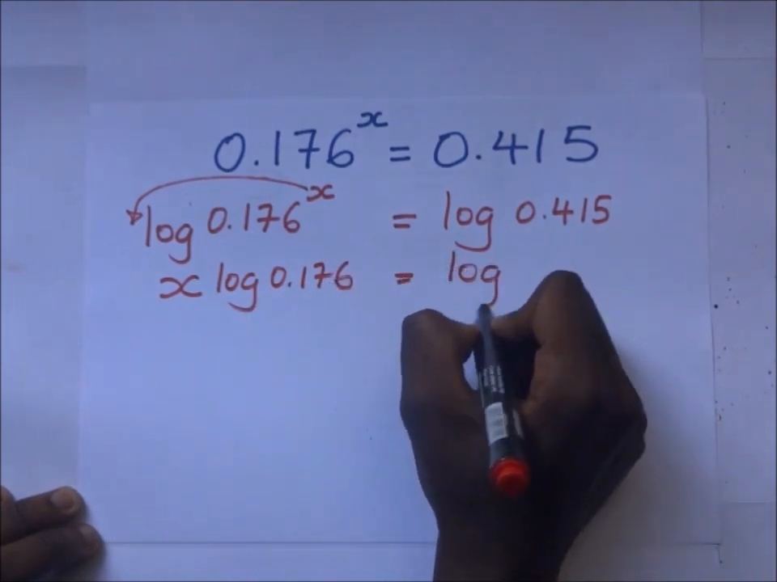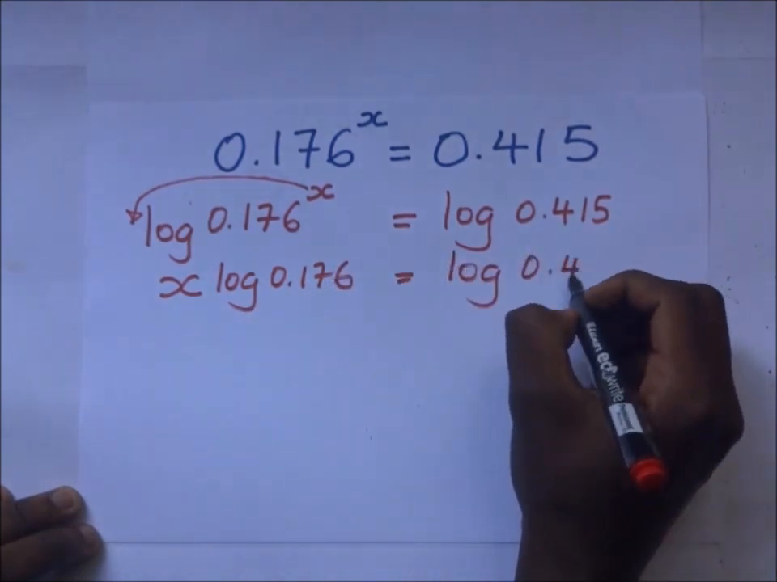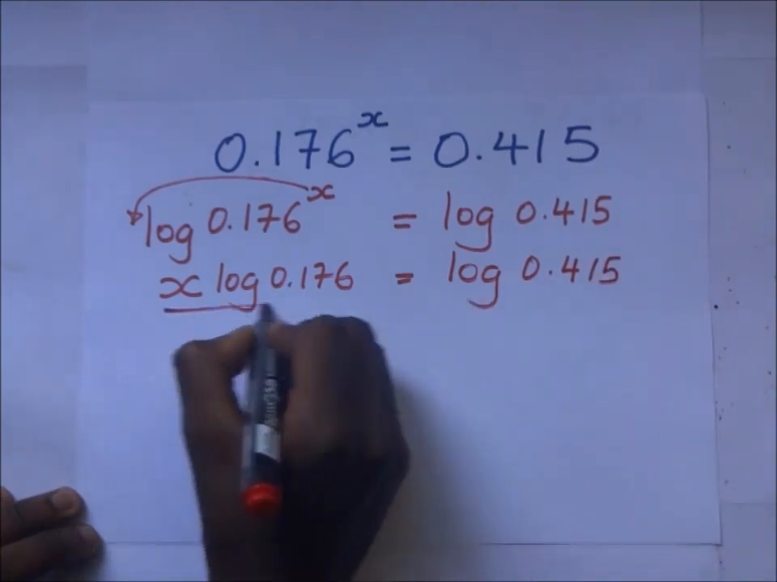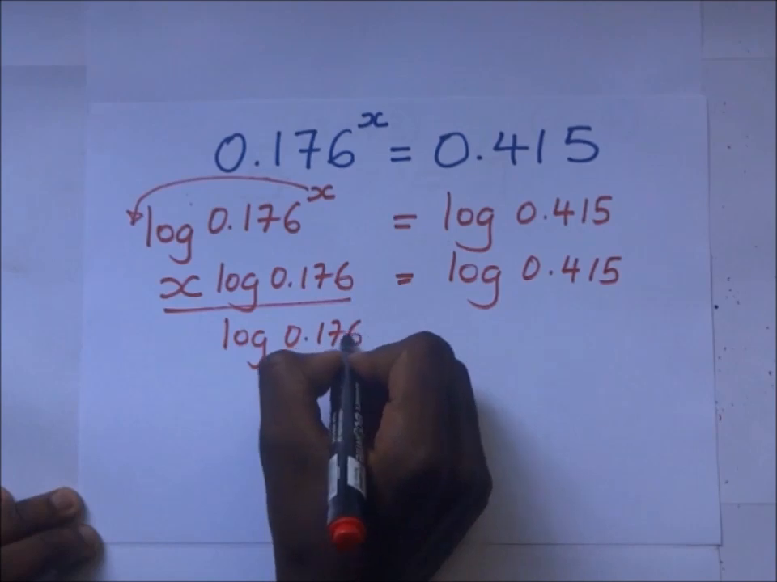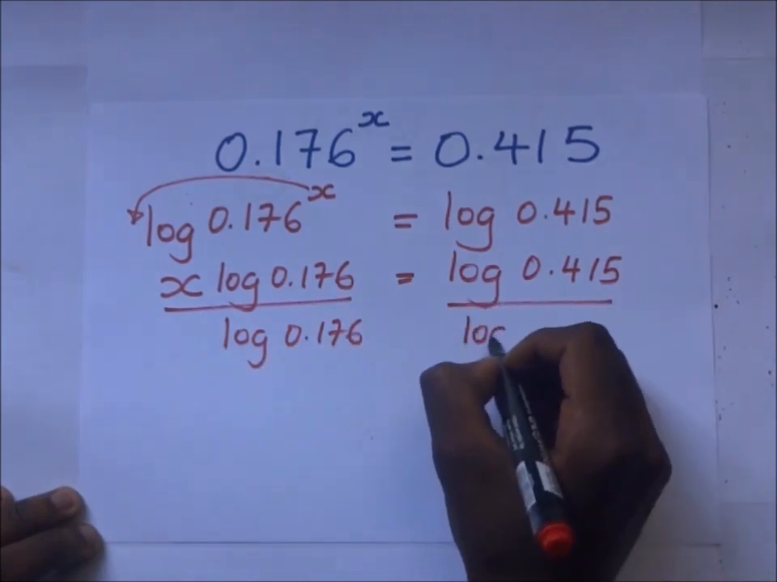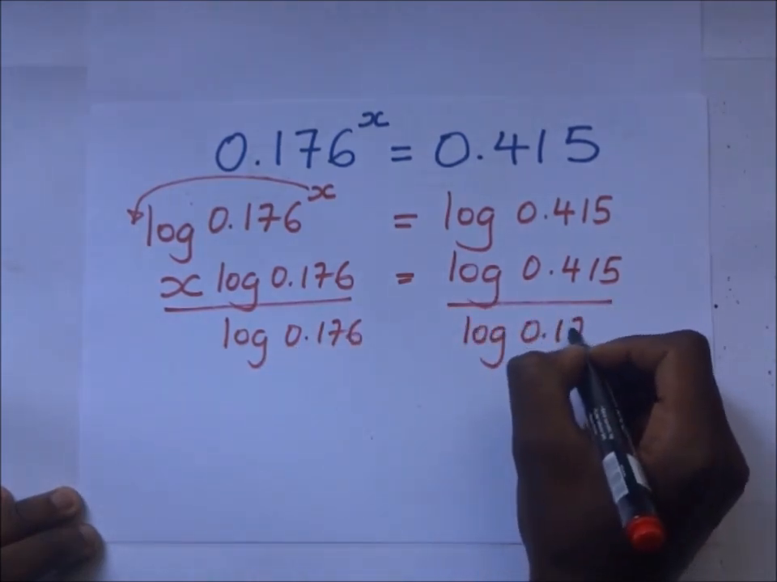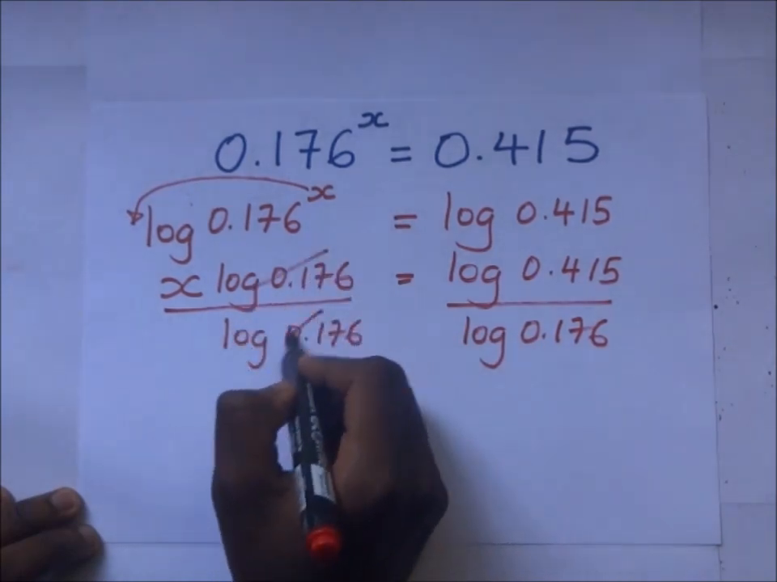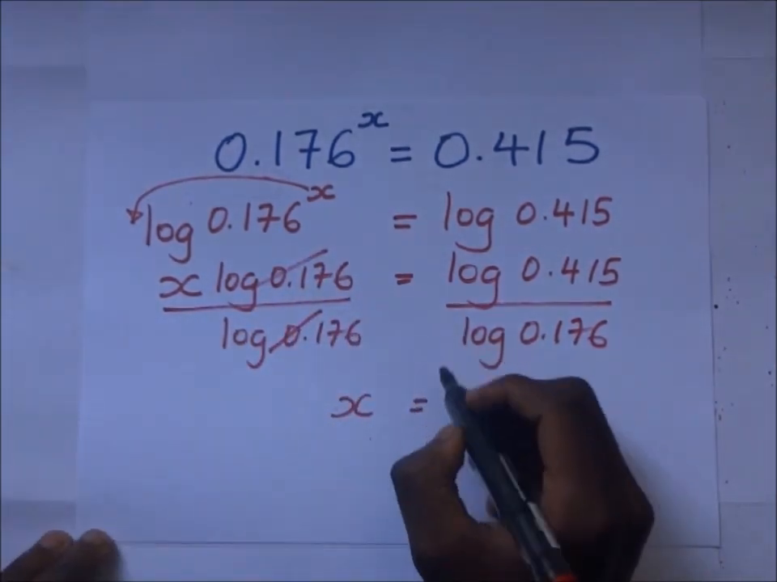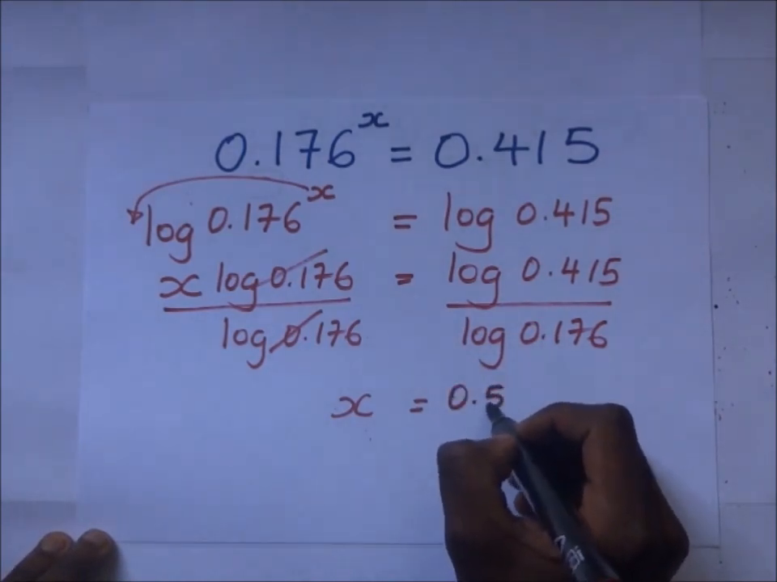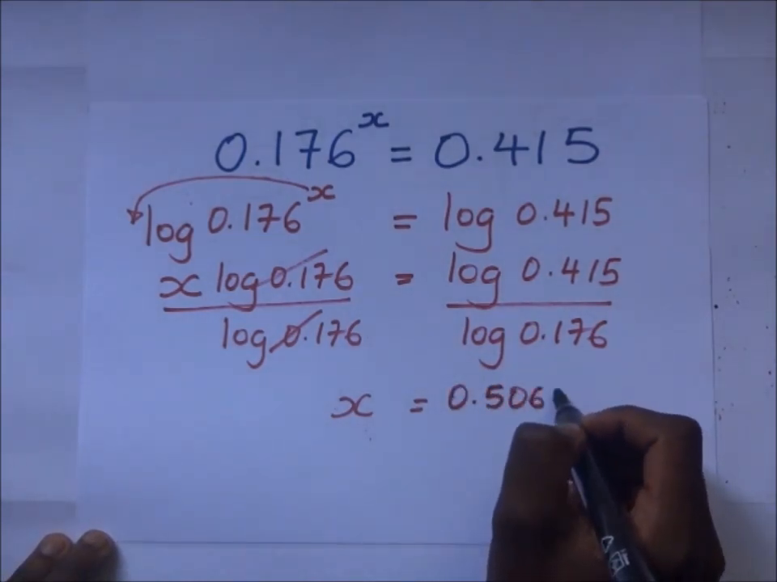the log of 0.415. When you divide both sides by the log of 0.176, this goes with that. You remain with the value of x as you get 0.5062.